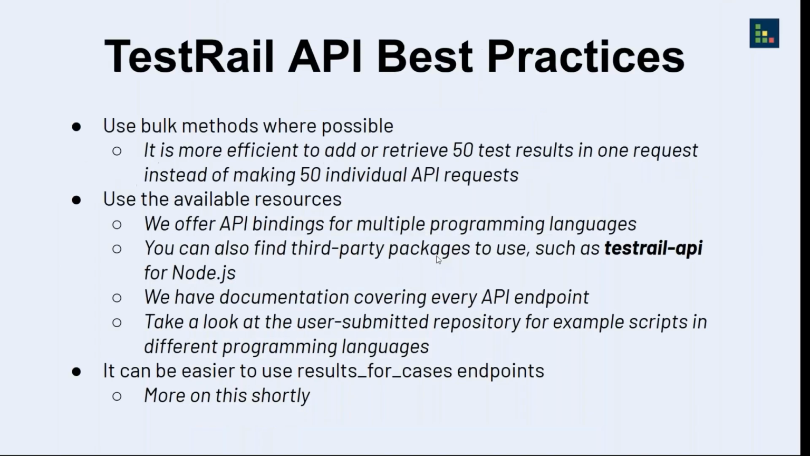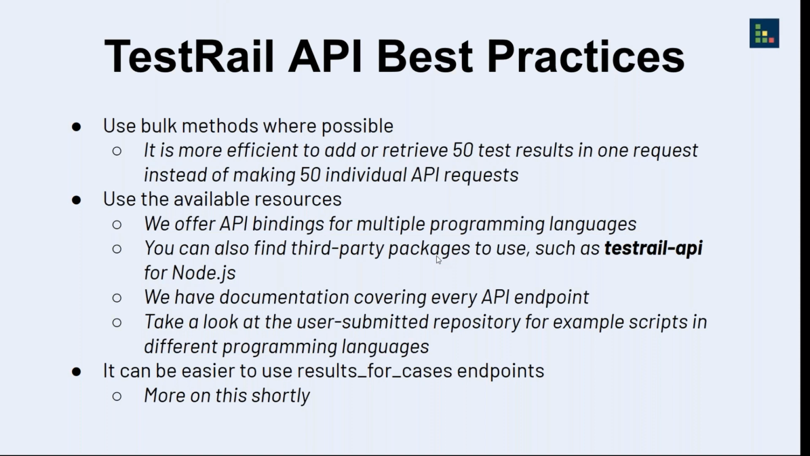So generally, we have a few best practice ideas for TestRail's API. One of the more important ones is using bulk methods where possible. So instead of making 50 individual requests to submit data or test results one by one, if there's a bulk method available, we highly recommend just submitting your 50 results all in one request, saving a lot of time and iteration within your API scripts.